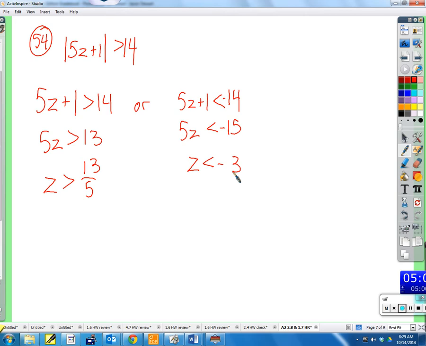And just to graph the solution. So z can be like a range of things. We want to find out, is it like and or is it or? Can it be between two numbers, or is it like some up here and some over here? Here's negative 3, 0, 1, 2, 3. It can't be equal to negative 3, so we'll put an open circle, but it could be less than negative 3. 13 fifths, 5, 10, 15, so 13 fifths, right there. But it can't be equal to it, so we'll put an open circle, but it can be bigger than 13 fifths. Still 4.